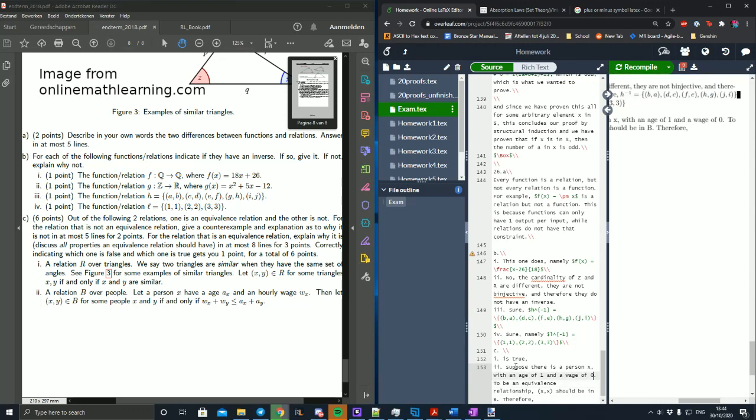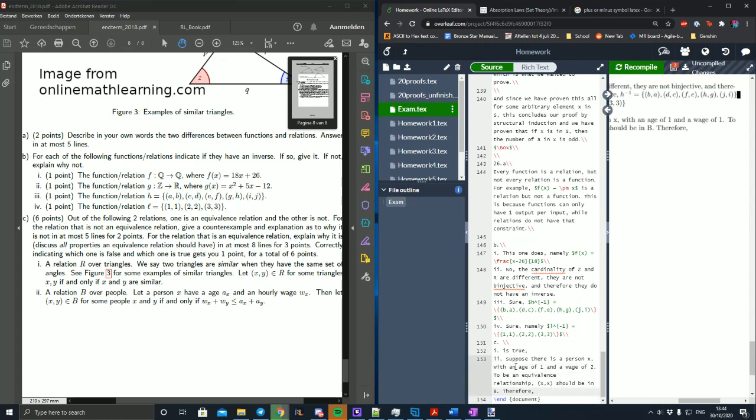No, no, a wage of 1 and an age of... Oh, an age can't be 0, I guess, because then they're just being born. Whatever, we'll take an age of 1 and a wage of 2. Therefore, 2 plus 2 is less than or equal to... Yeah, I should say either strictly less than or equal to, my bad. So it's less than or equal to 1 plus 1.